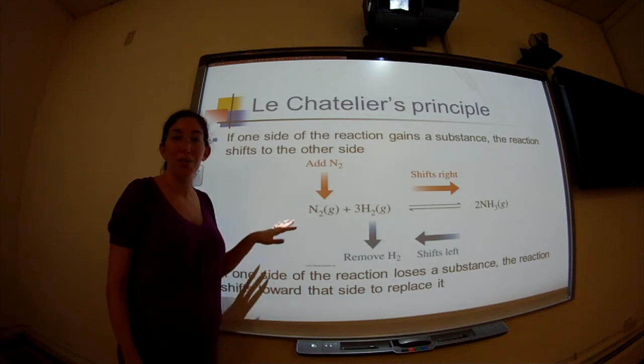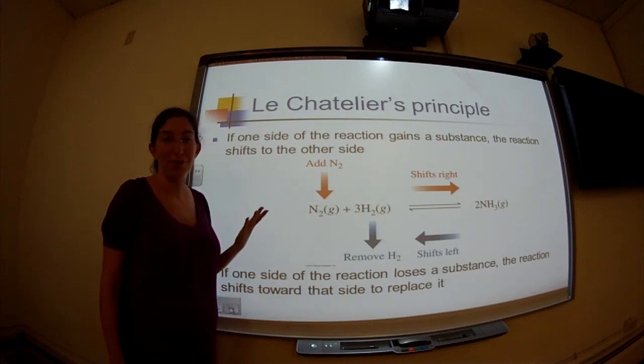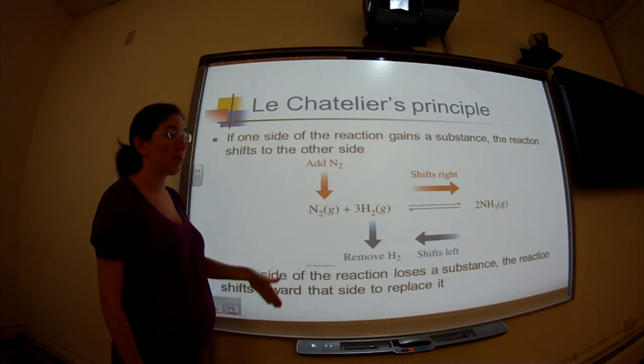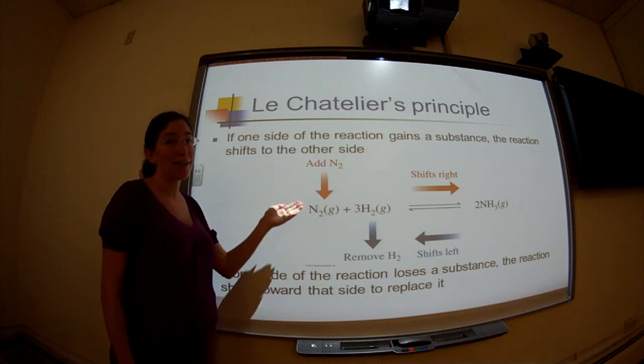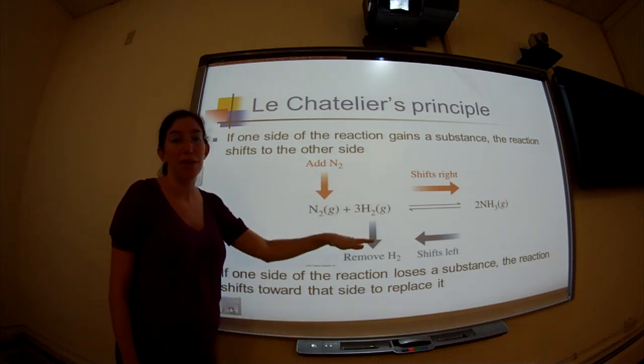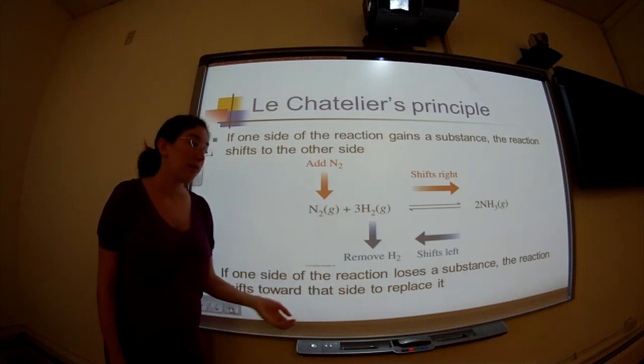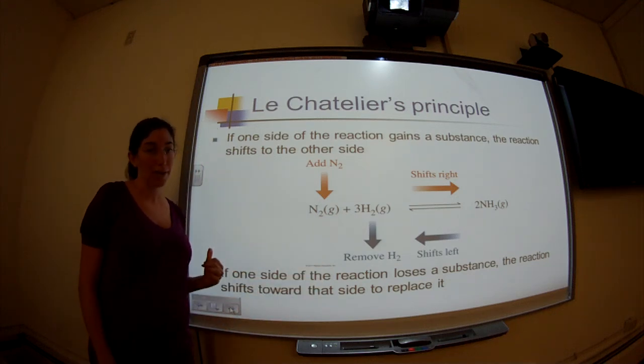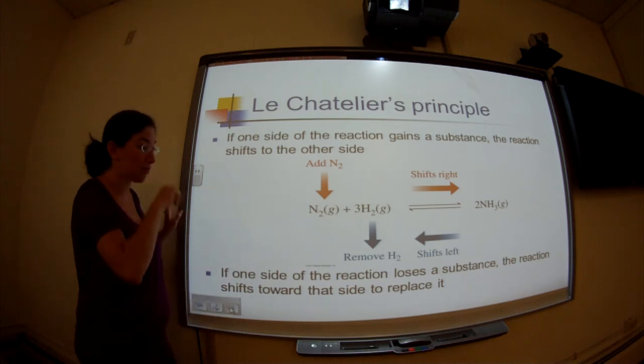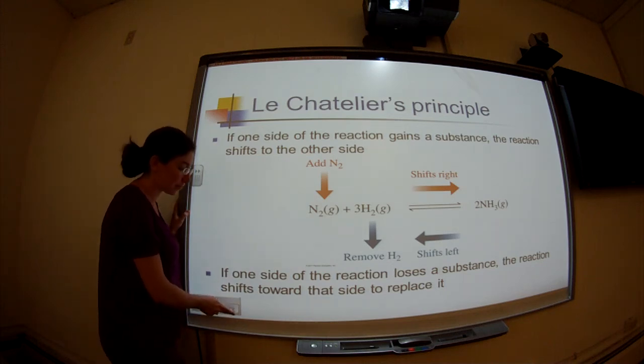But if you can memorize this diagram, you can also think of it that way, or with these statements. Anytime you add a substance, the reaction is going to move in the opposite direction. Anytime you remove a substance, the reaction will move in that direction, to that side, to replace it. Okay?